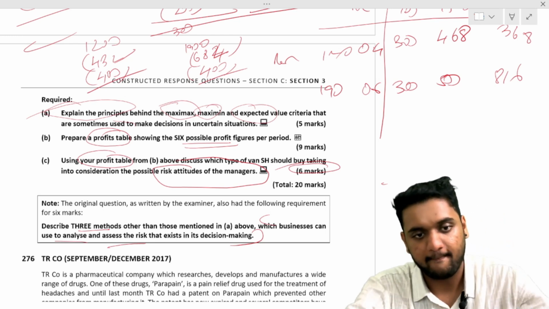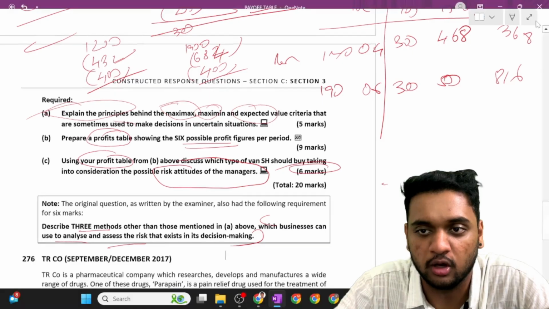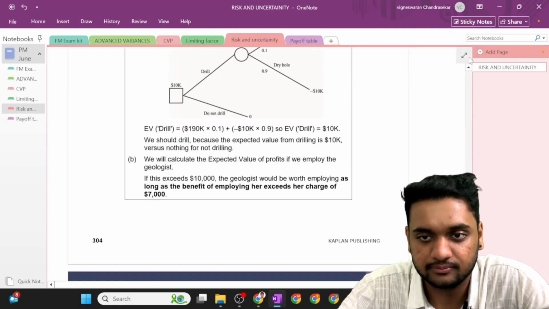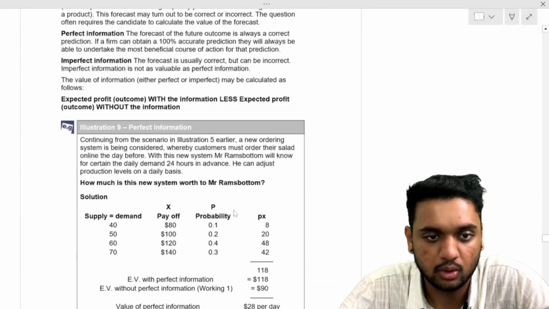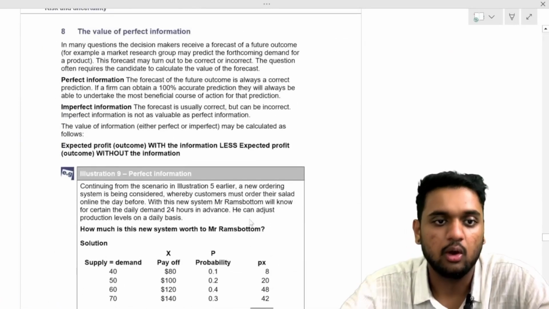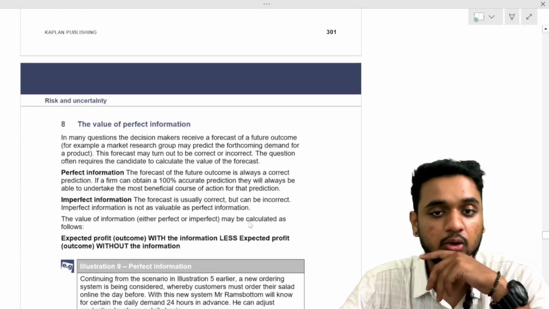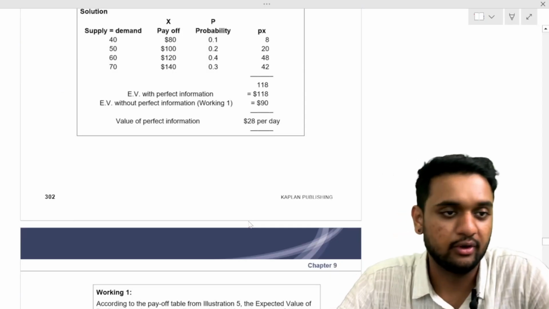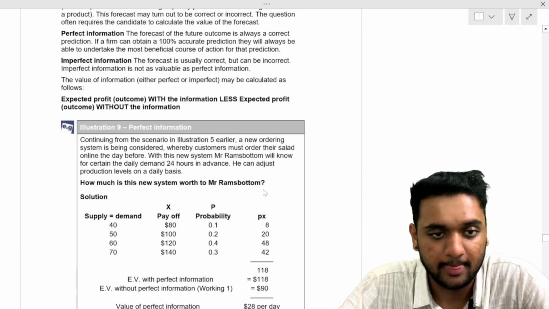Before doing that, I'll just complete one more small thing from your notes. Come to risk and uncertainty. Come to your book, page number 302. You can do this, I'll give you time to do. We'll first finish this.